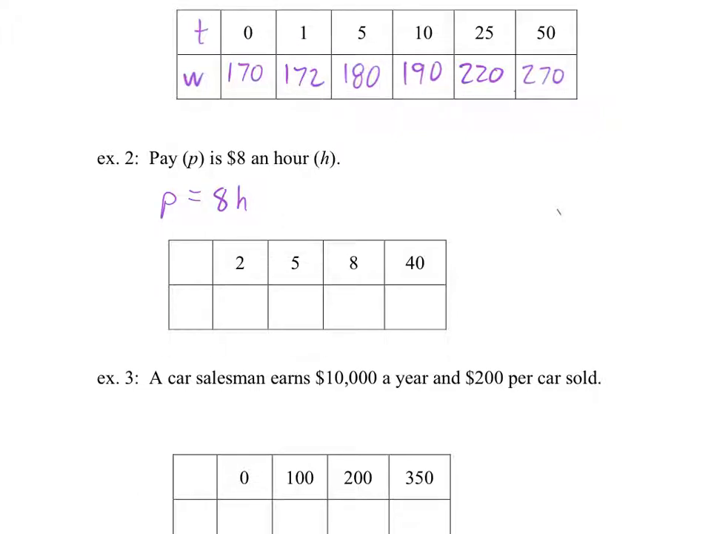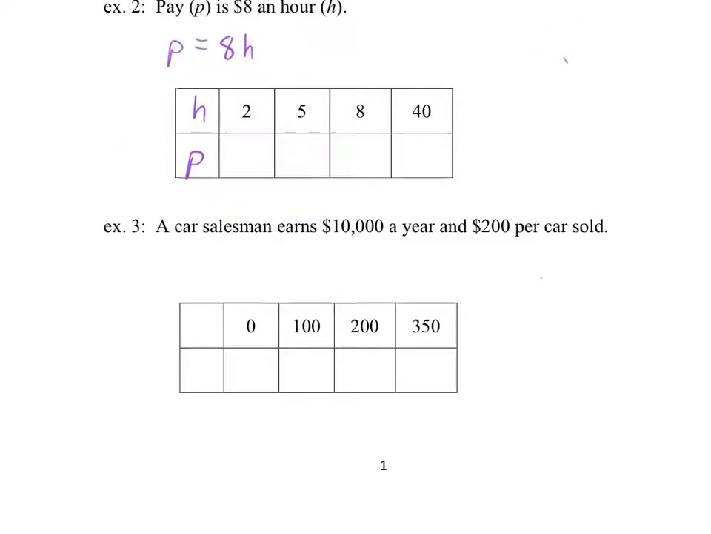All right, and then P is by itself, so P is our dependent variable, so I'm going to put a lowercase p in that second row. And H, the number of hours, would be my independent variable, because it's with the numbers. And now we just take these different numbers and put them in for H. So 8 times 2 is 16. 8 times 5, 40. So if you work for 5 hours, you get $40. 8 times 8, 64. And 8 times 40, 320.